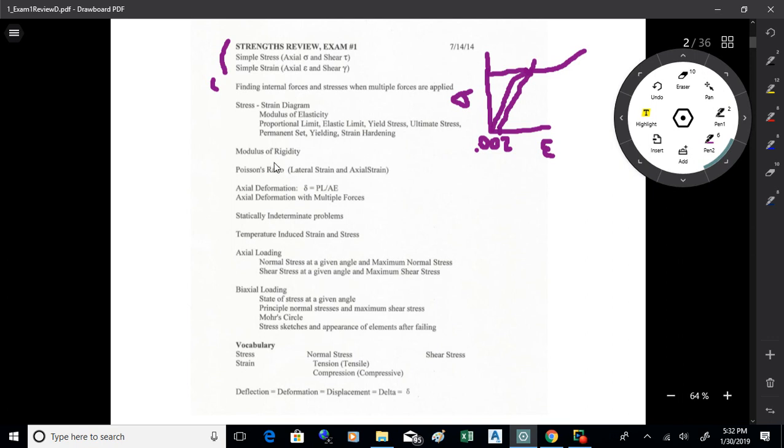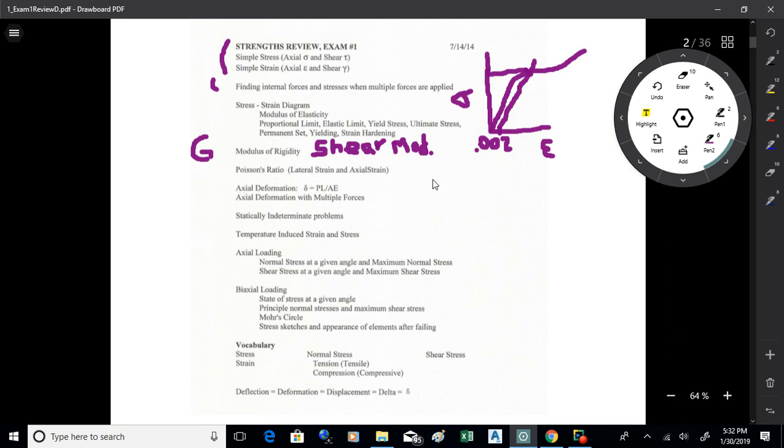Okay. The modulus of rigidity is also called the shear modulus. That's G, okay? So that's the shear modulus, and that's similar to E for axial stress. The shear modulus G is the shear stress over the shear strain.